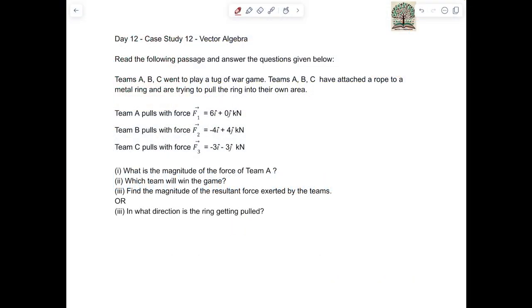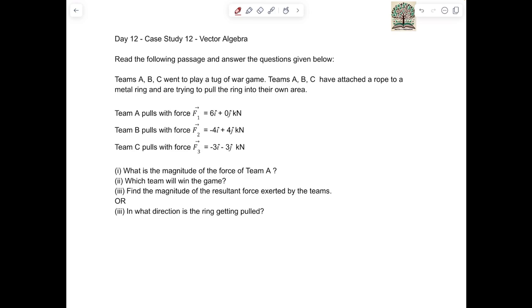Today's question goes like this. Read the following passage and answer the questions given below. Team A, B, C went to play a tug of war game. The teams have attached a rope to a metal ring and are trying to pull the ring into their own area. Team A pulls with force F1. Team B pulls with force F2. Team C pulls with force F3.